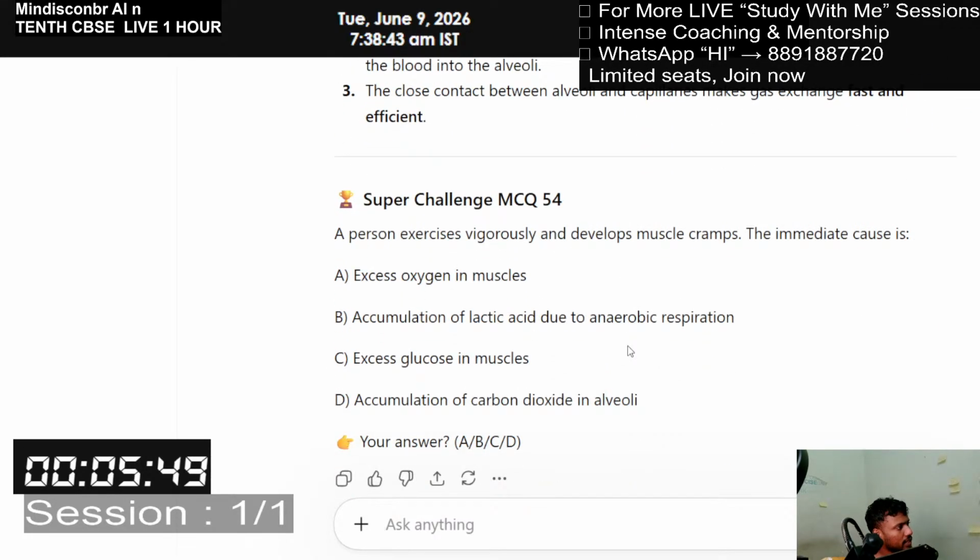A person exercises vigorously and develops muscle cramps. The immediate cause is accumulation of lactic acid due to anaerobic respiration.